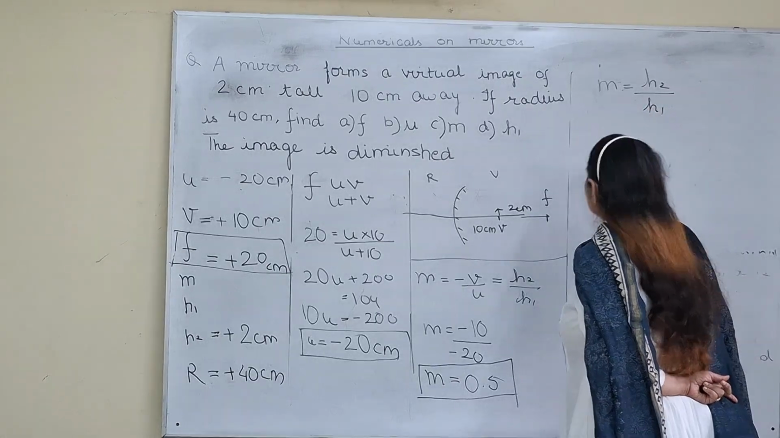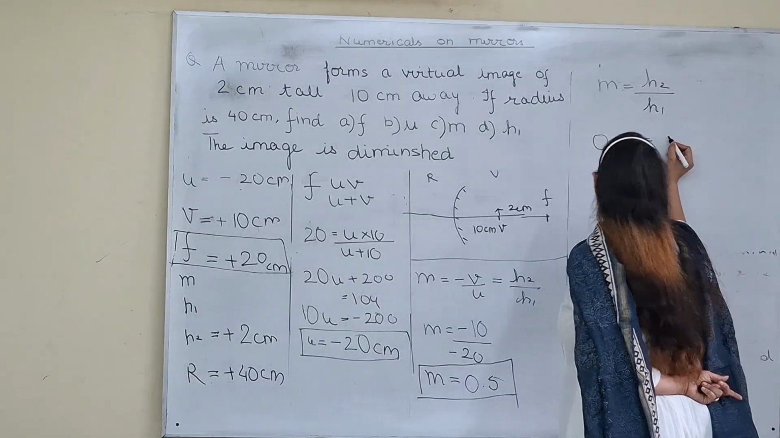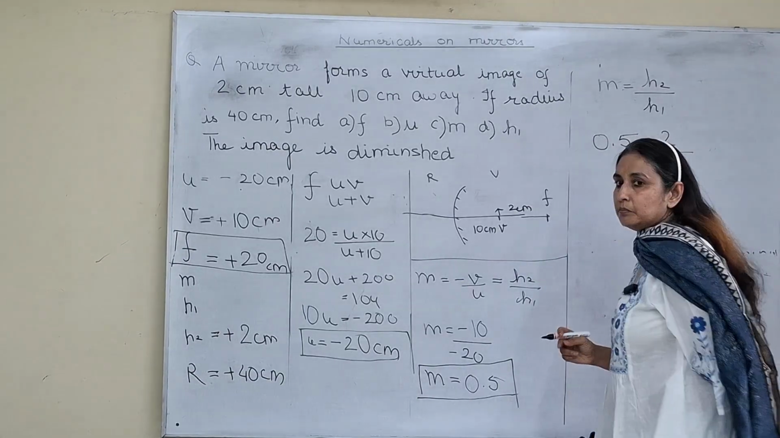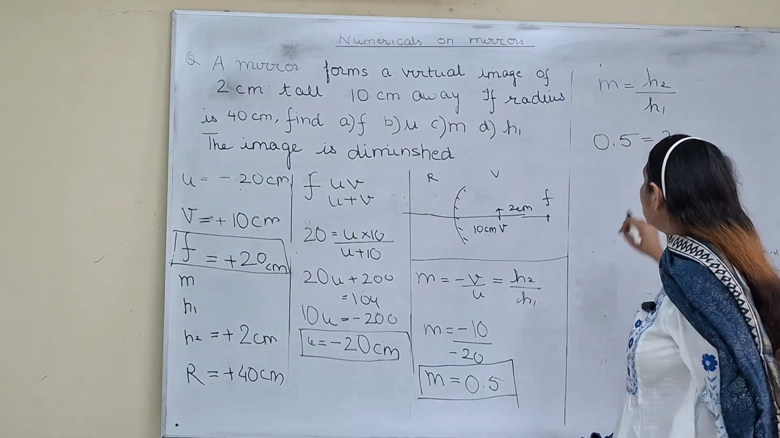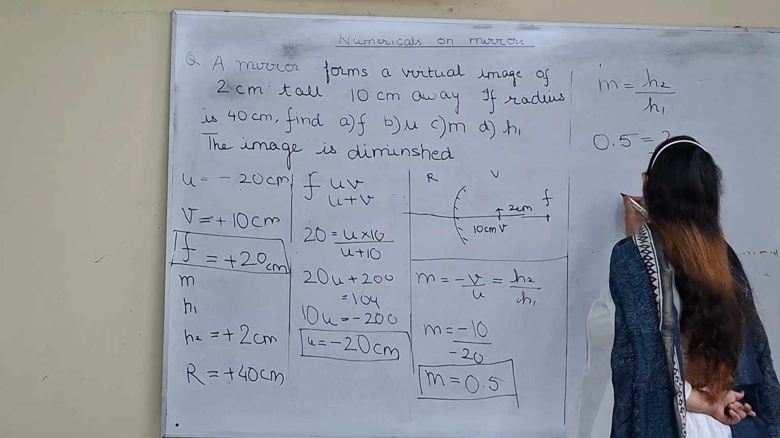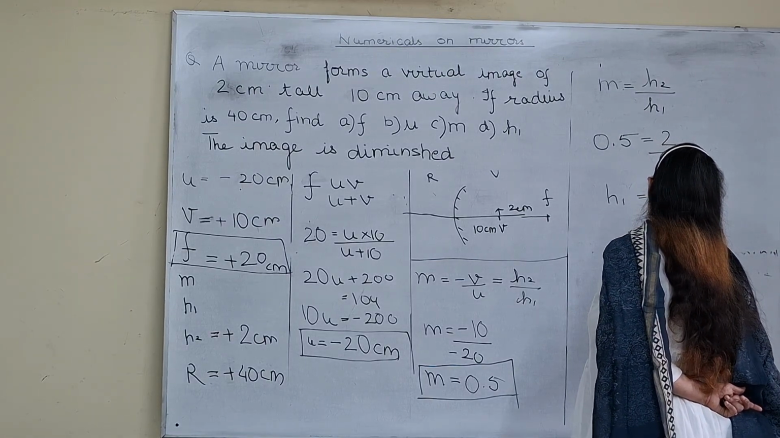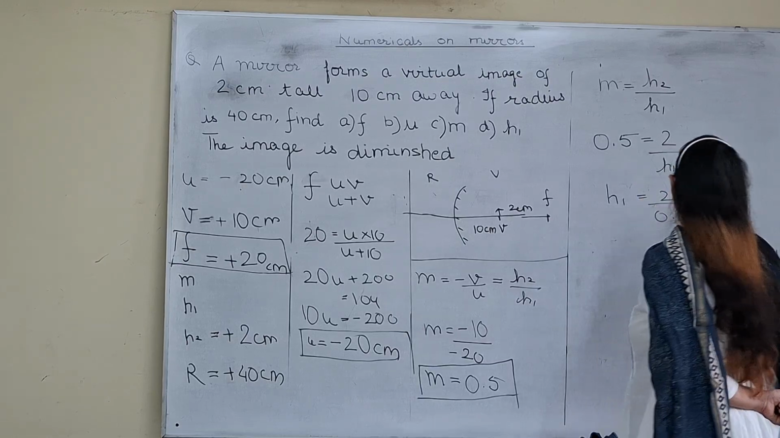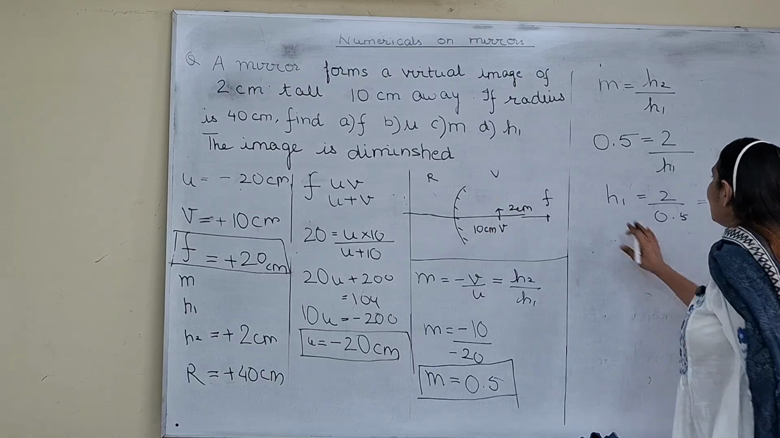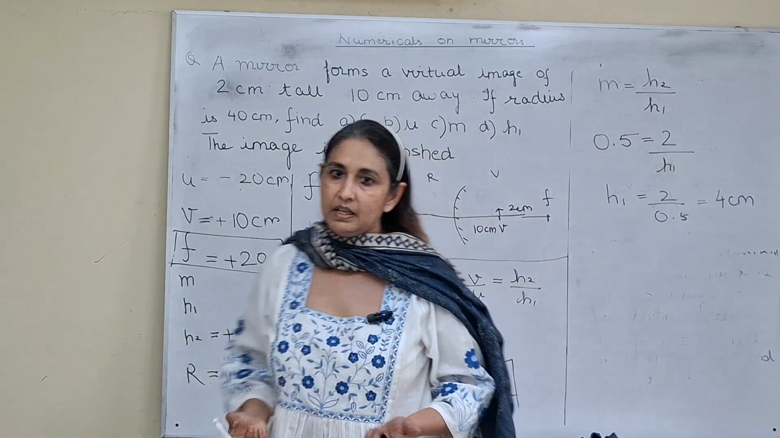Okay, we now know this. H2 we know is 2 centimeter and H1 is what we have to find. Remember, we have to find an answer which is more than 2 centimeter, bigger than the image. Okay, let's see. So H1 is 2 upon 0.5, which is 4 centimeter. So the object is 4 centimeter, which is taller than the image, and that's what we were expecting.